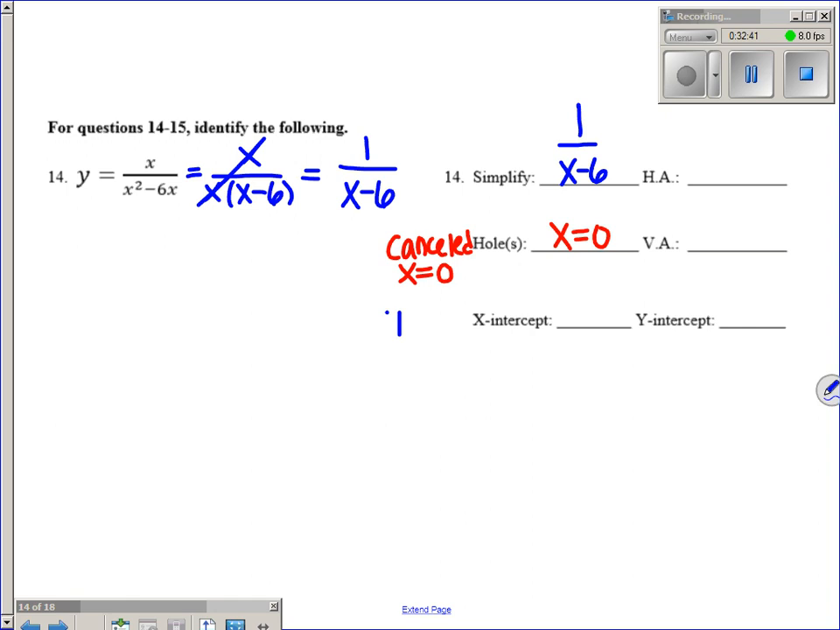The x-intercept, you set the top equal to 0. The top is a 1, and 1 does not equal 0. There is no x to solve for, so this is none.